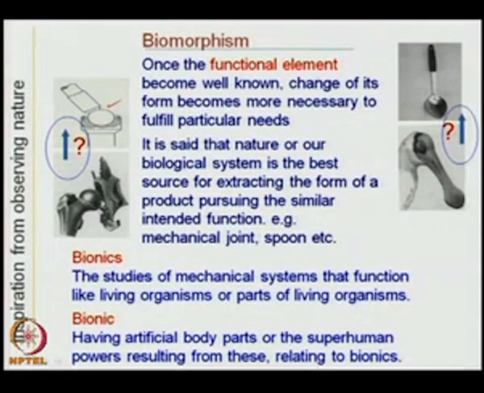Once the functional element becomes well known, change of its form becomes more necessary to fulfill particular needs. It is said that nature or our biological system is the best source of extracting the form of a product pursuing a similar intended function, as for example, the mechanical joint here and the spoon can be cited.